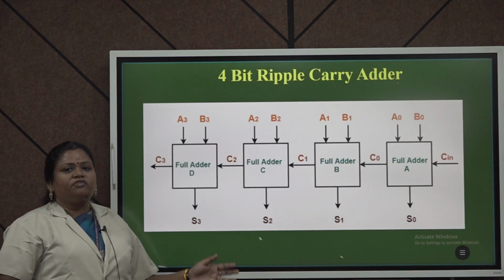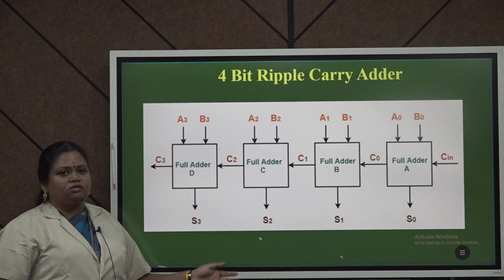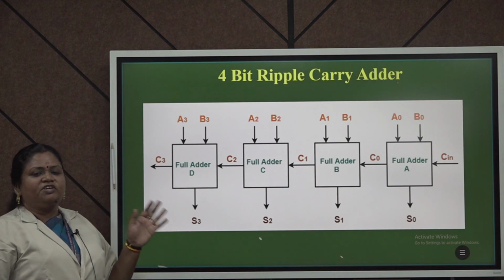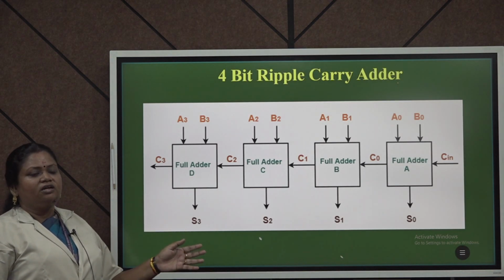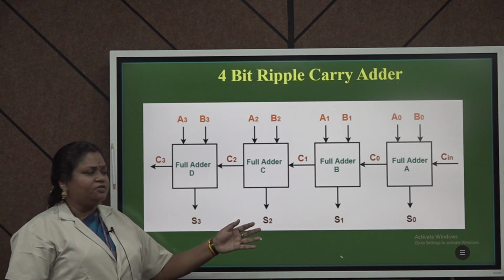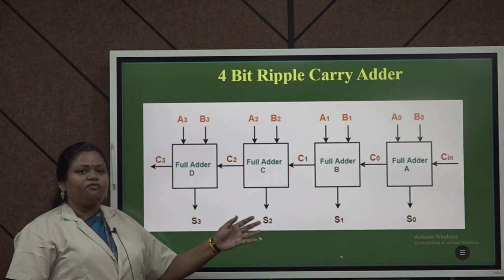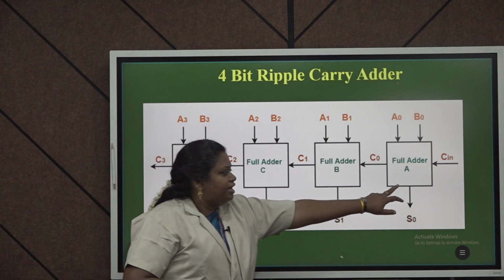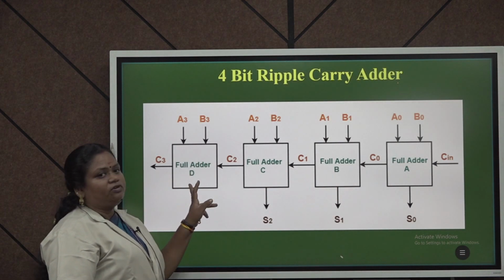Seeing the design rule, we can move on to the logic circuit. Here in the logic circuit, since we are designing a 4-bit ripple carry adder, I have taken 4 full adders. The explanation has been given in the previous slide itself. So since it's a 4-bit, we have taken 4 full adders: full adder A, full adder B, full adder C and full adder D.